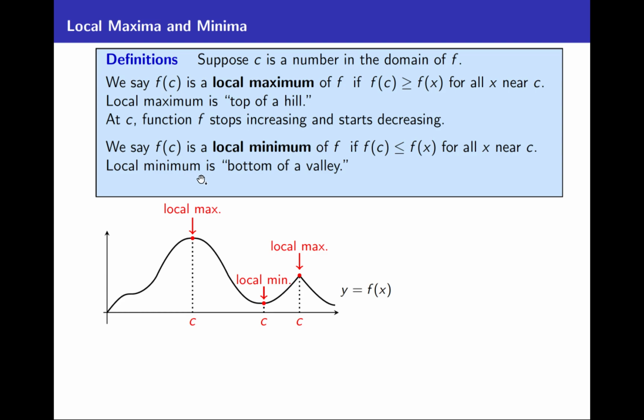A local minimum, you could think of it as being the bottom of a valley of your function. Way down here where the function bottoms out, that's a local minimum. And when you have a local minimum at c, the function stops decreasing and starts increasing. It was decreasing, and then at c, it started increasing. That characterizes a local minimum.